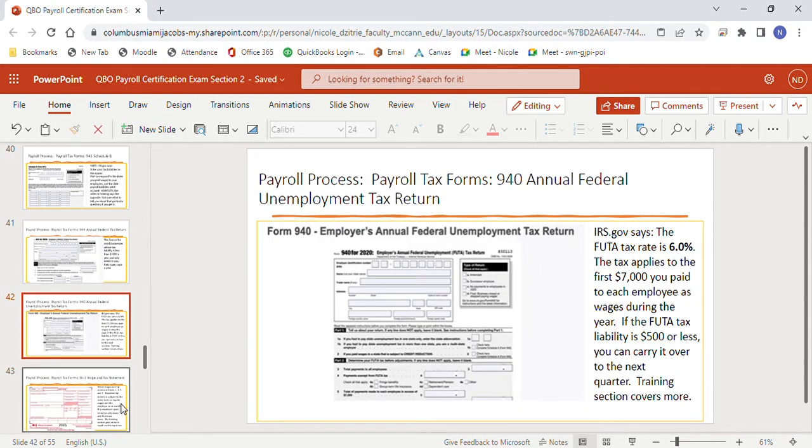Our Form 940, that is your FUTA tax rate, which is 6% on the first $7,000 for each of your employees. If the FUTA tax liability is $500 or less, you just skip that quarter and go to the next one until you reach the $500, and that's when you make your payment. Your training section does go over this.